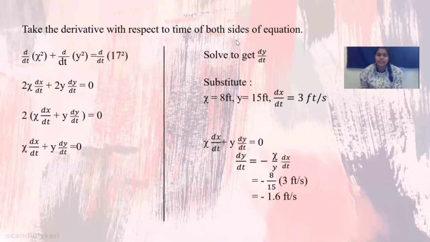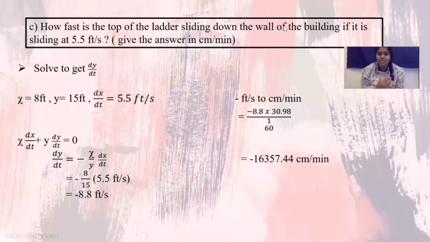Now, step 3. Take the derivative with respect to time of both sides of your equation. Differentiate x squared plus y squared and differentiate 17 squared. At the end of differentiating, you will get x dx/dt plus y dy/dt equals 0. By the way, the last 3 steps are already explained in the previous question. However, I still wanted to explain to avoid any confusion in implementation and for better understanding too. So now we proceed to step 4.